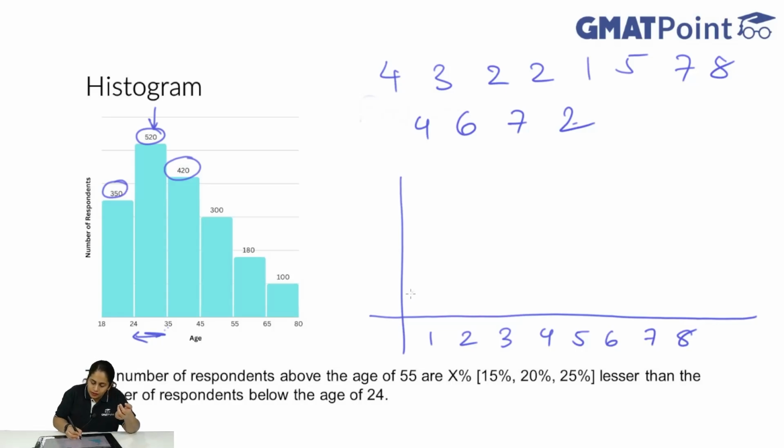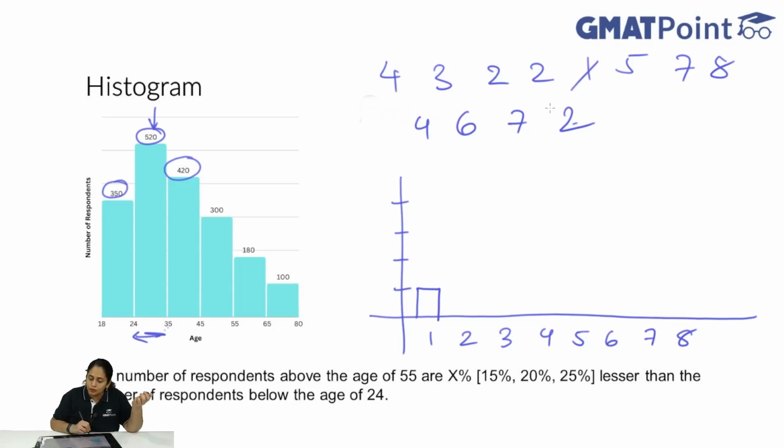So suppose this is 1, 2, 3, 4, 5, or I can put them slightly further apart. So this is 1, 2, 3, 4 as such. How many times does 1 occur? 1 occurs once. So basically the height of the histogram would be like this. So I'll cross this off.